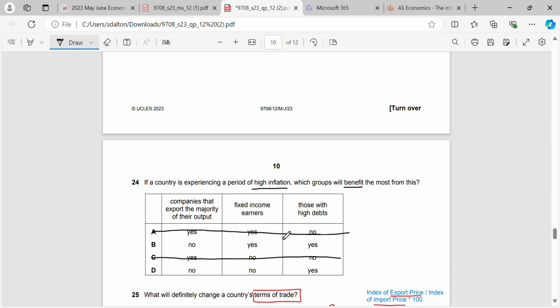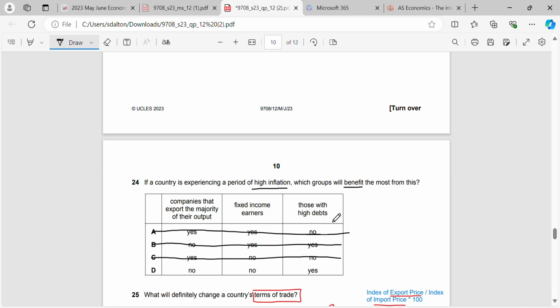competitive internationally. Fixed income earners are definitely not going to benefit from a period of inflation. Again, why is that? Because their income stays the same, so when there's high inflation, they're losing purchasing power, or they're losing the real value of their incomes, as everything gets more expensive but their income stays the same.